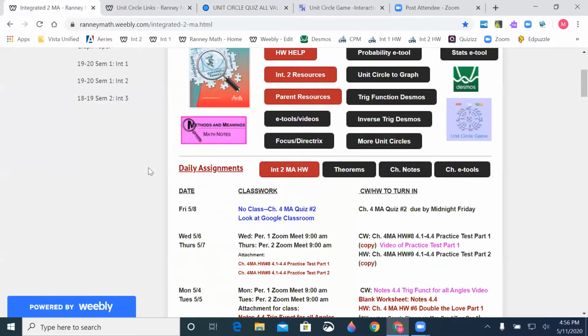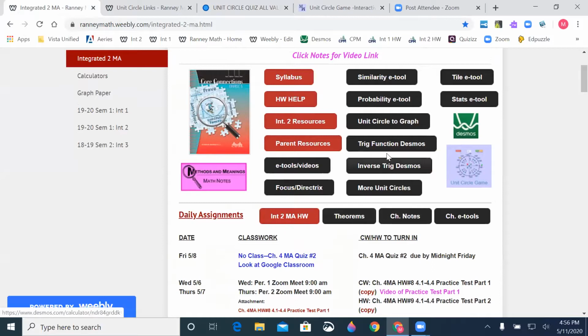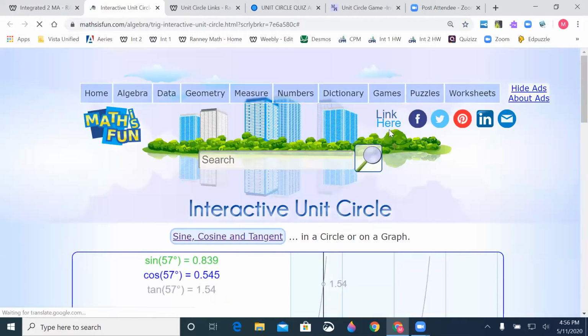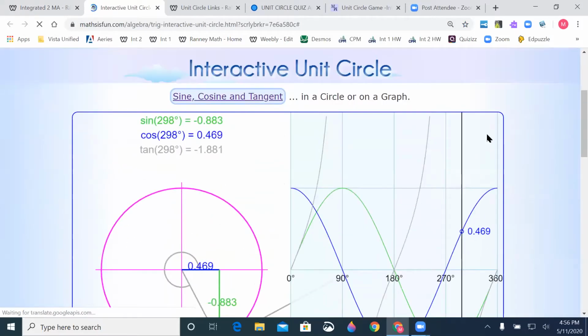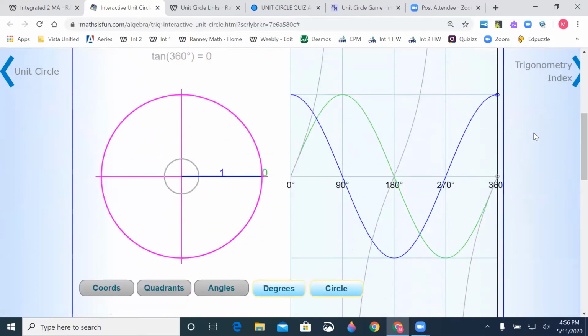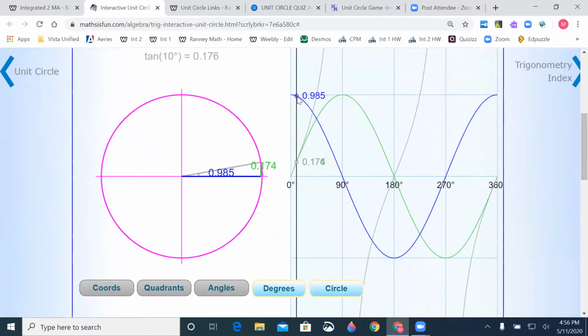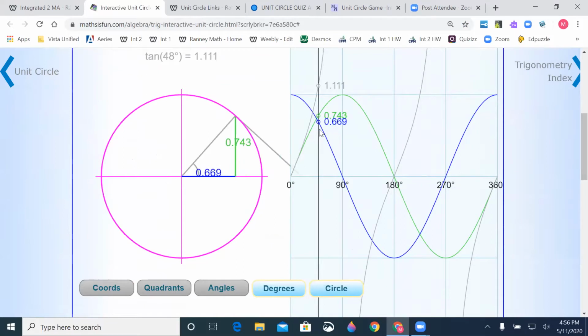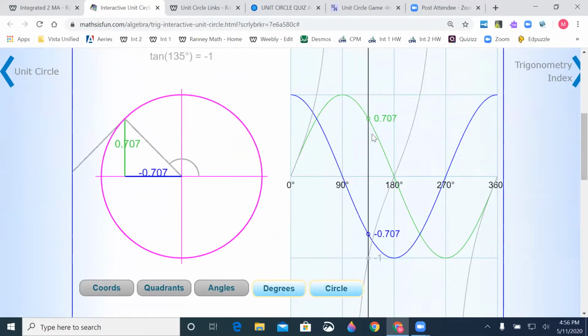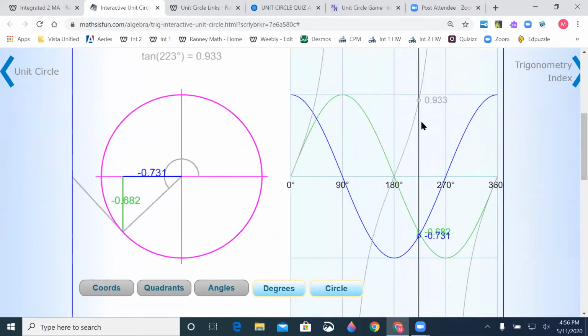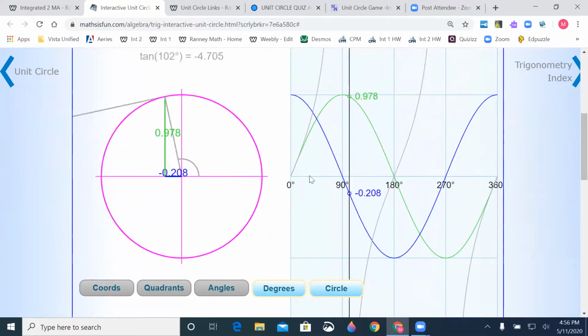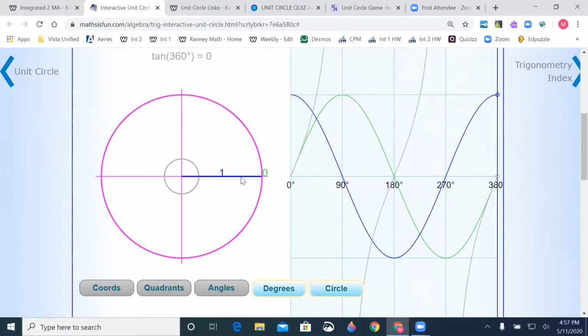Something else that's here for you guys is unit circle to graph. So I'm going to click that, on this unit circle to graph. It shows you the sine, the cosine, and the tangent going around a unit circle. So this blue one here is our cosine, the green one is our sine, and this gray one is our tangent.